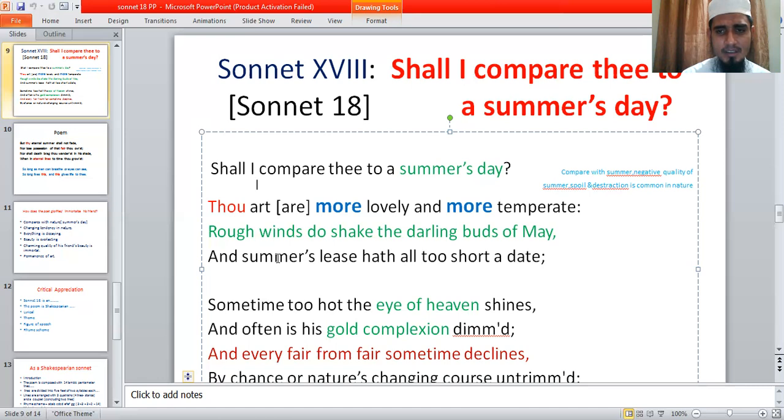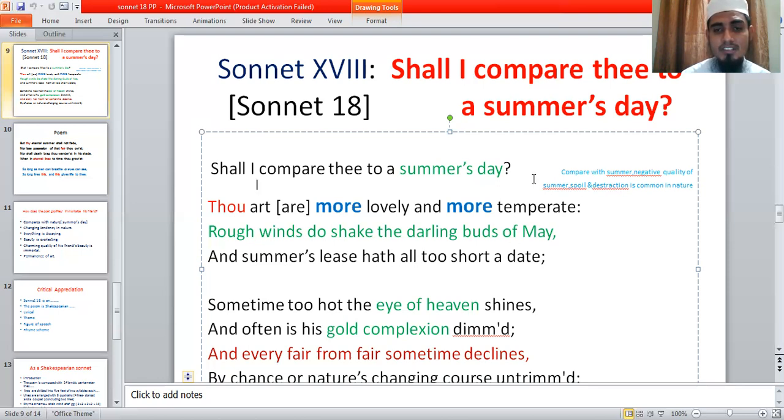That means there is decline, spoil and destruction in nature. Destruction and decay are very common in natural objects. Very common in nature. And "summer's lease hath all too short a date." Lease means time here. Summer's time has all too short a date.